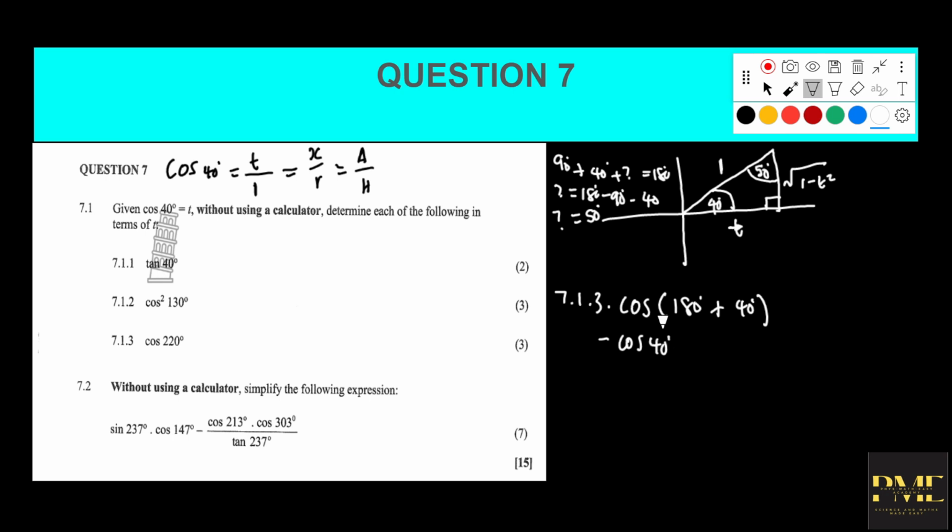Okay, and then thereafter you can always represent cos 40 in terms of x, y, and r, and therefore you will have negative t over 1, because we know cos 40 is t, so negative cos 40 will be negative t, respectively. Right guys, so we've got our 3 marks. Okay, so after this we're going to be moving straight to 7.2.